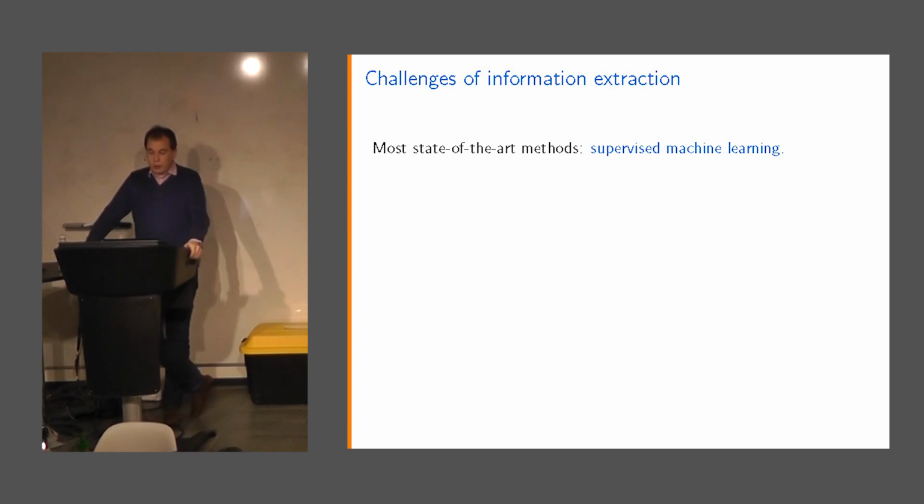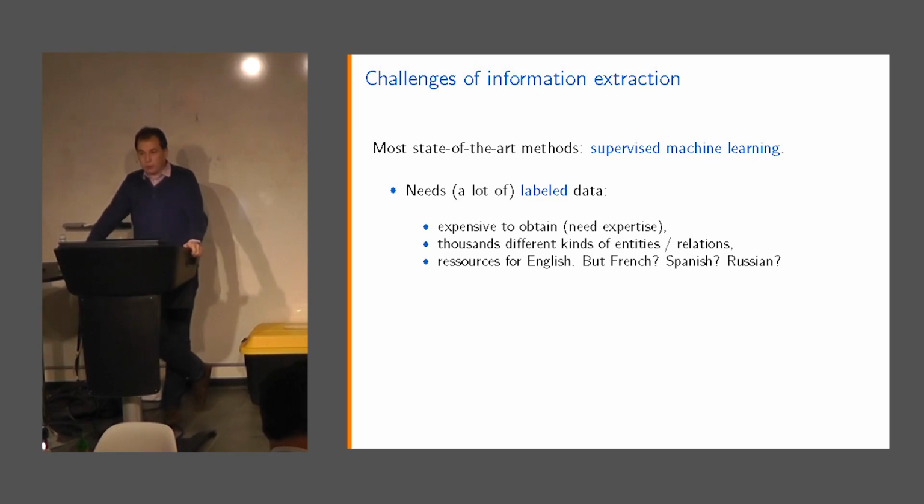Most state-of-the-art methods for information extraction are based on supervised machine learning. In the last 15 years, there's been a lot of advances in information extraction thanks to these techniques. But they still suffer from quite a few limitations. The first one is obviously the fact that you need labeled data, which is often quite expensive to obtain.